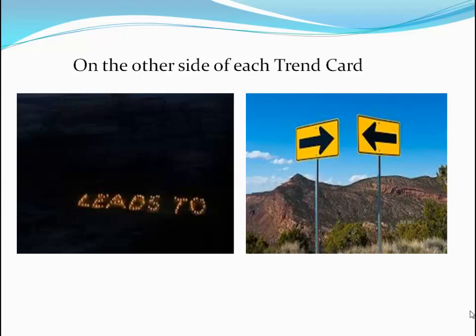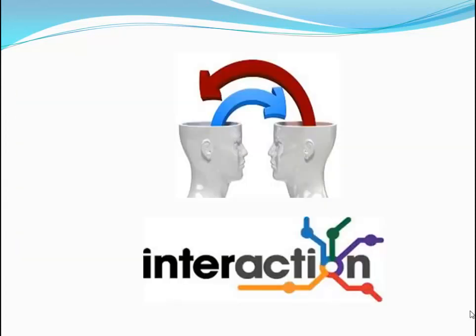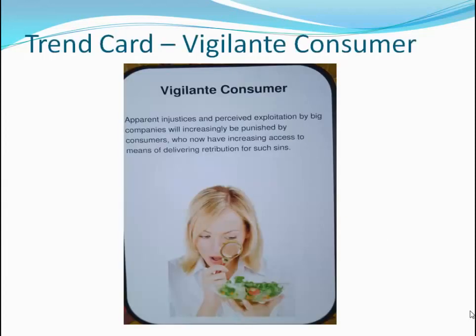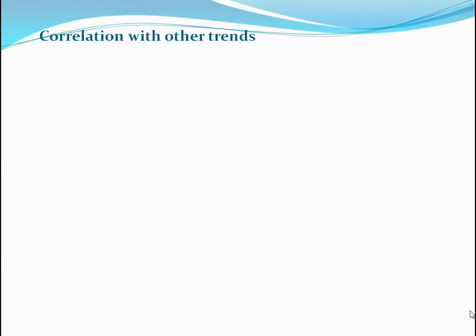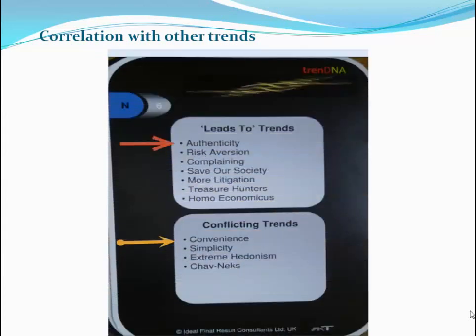The real insight of trend watching is that it is not trends by themselves that matter, but their interaction with each other. Let us take just one example from the trend of vigilante consumer. The trend itself is interesting, but what complicates the issue is the way it correlates with the other trends. It leads to authenticity and six other trends, but it also contradicts convenience and three others.